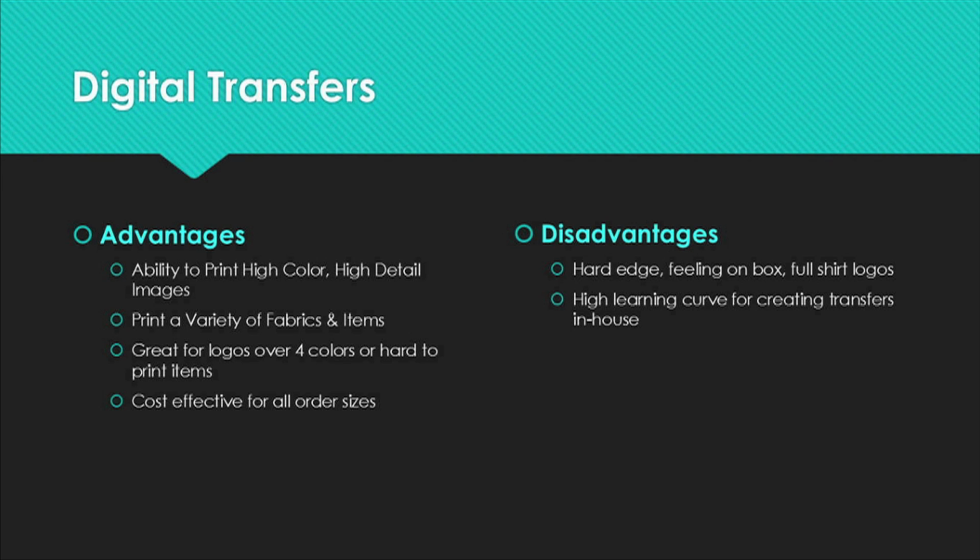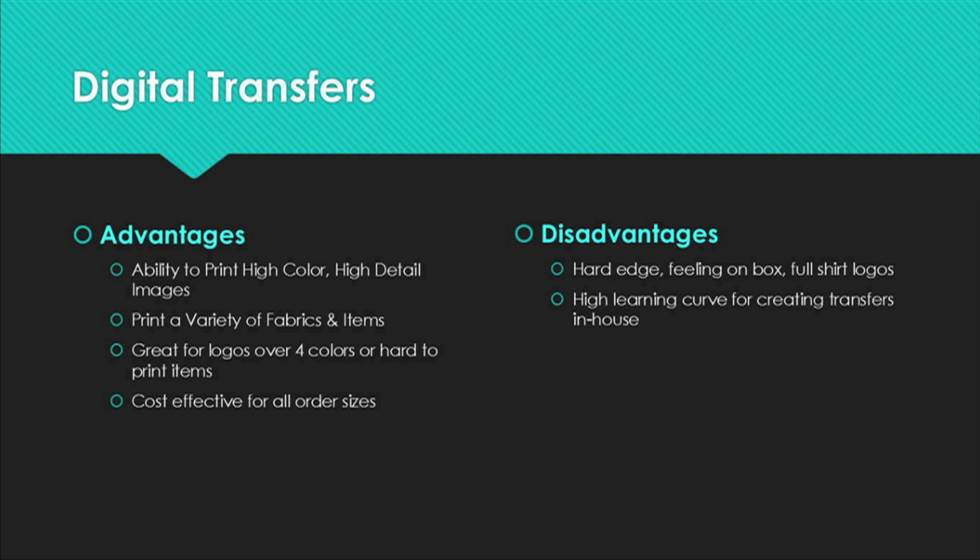So different from the film or cad-cut transfers, digital transfers give you the ability to print high color or high detailed images. So I can get a very crisp photo image on my detail with these types of transfers. As I mentioned, you can also print a lot of fabrics and items, so you're able to print more than just t-shirts if you start to expand beyond that. And it's perfect really for those logos that are over 4 colors or hard to print items.